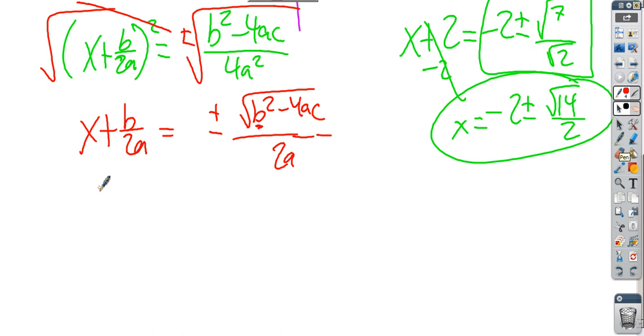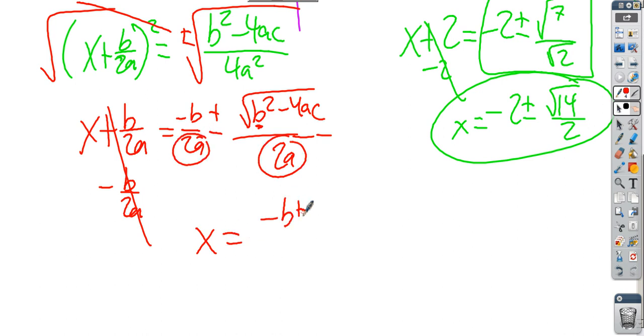Very last thing, we want to solve for x by subtracting b over 2a from both sides. So our final answer will be, notice we have a common denominator here, so we can combine them into one. Negative b plus or minus the square root of b squared minus 4ac all over 2a.